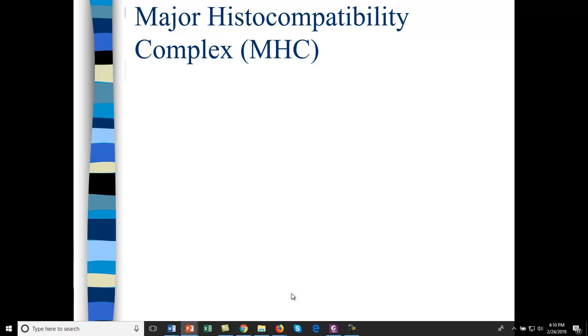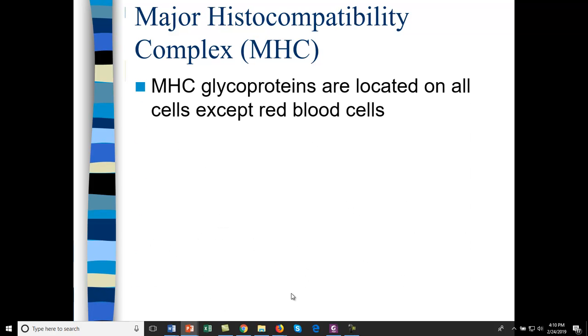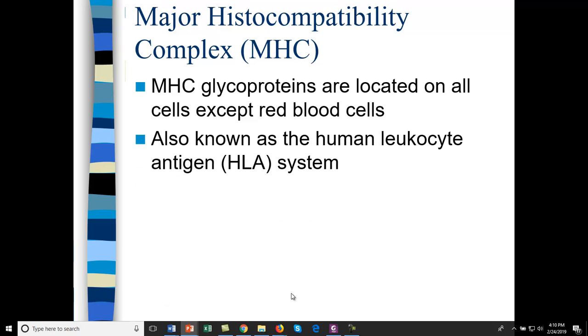Okay, and the main cell surface marker is what's called the major histocompatibility complex, or MHC. Okay, and MHC glycoproteins, glyco is sugar, so that's sugars on a protein. They're located on all cells except for red blood cells. These are also known as the human leukocyte antigen system, HLA. So sometimes you see MHC, sometimes you see HLA.